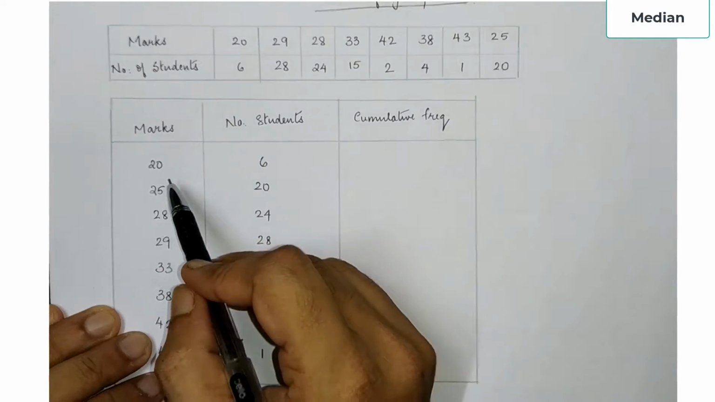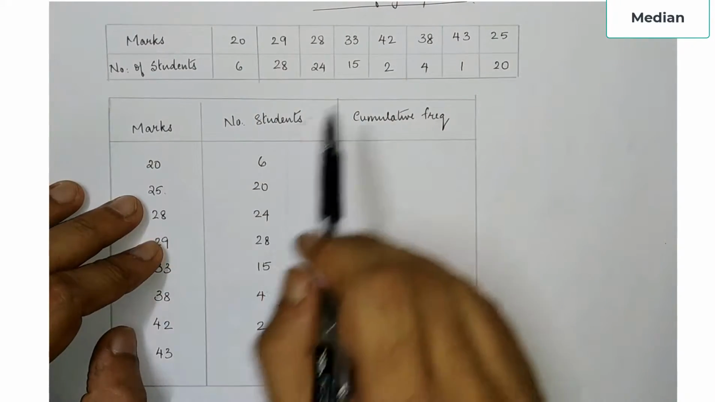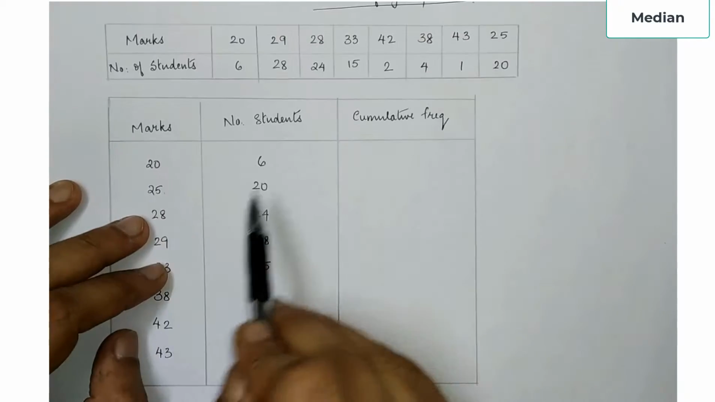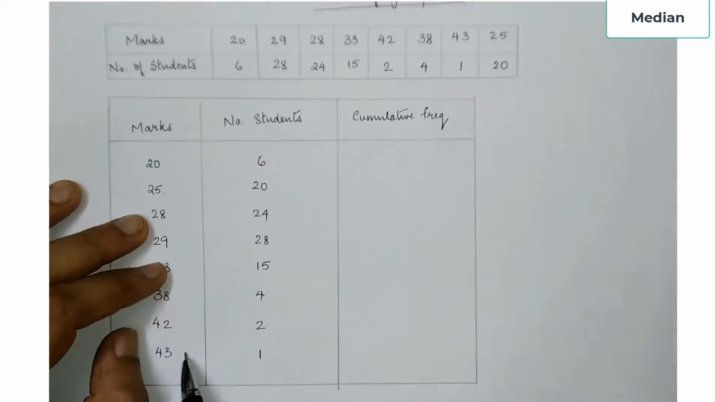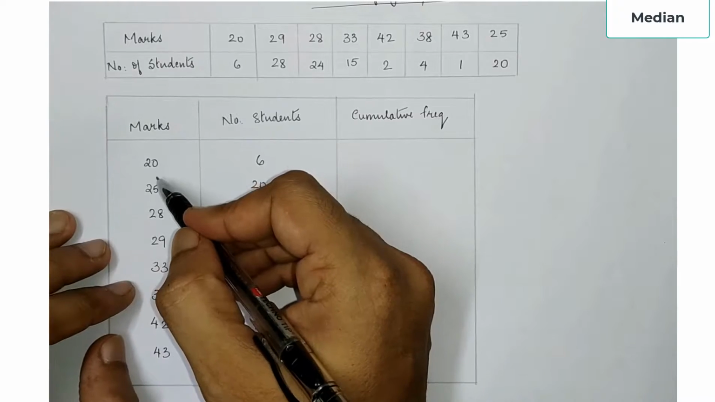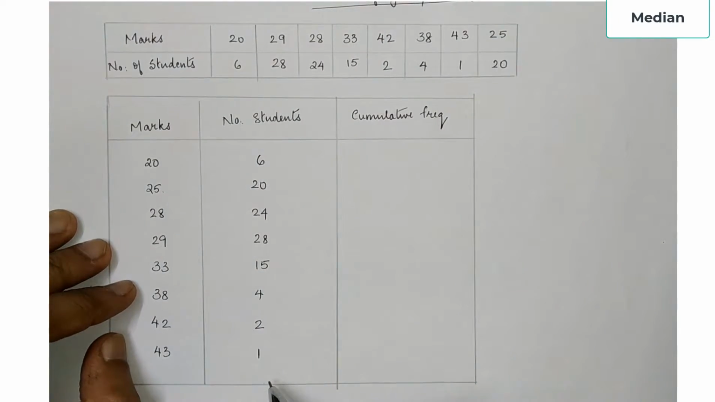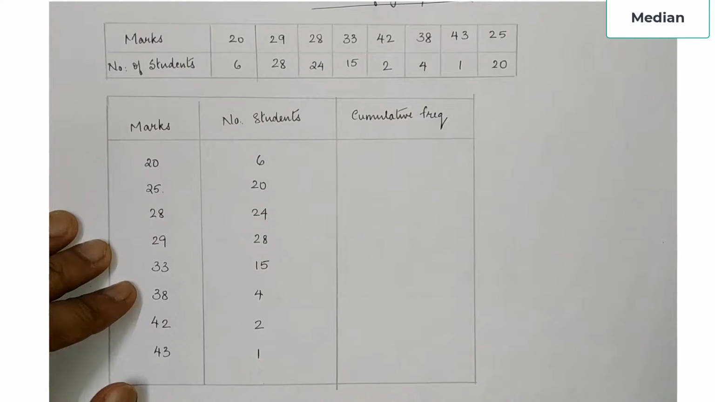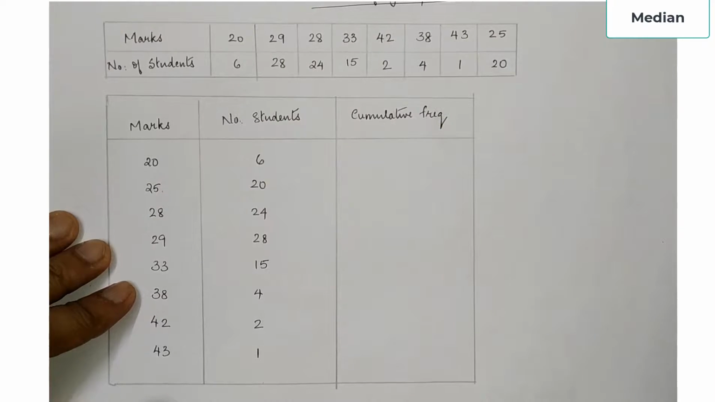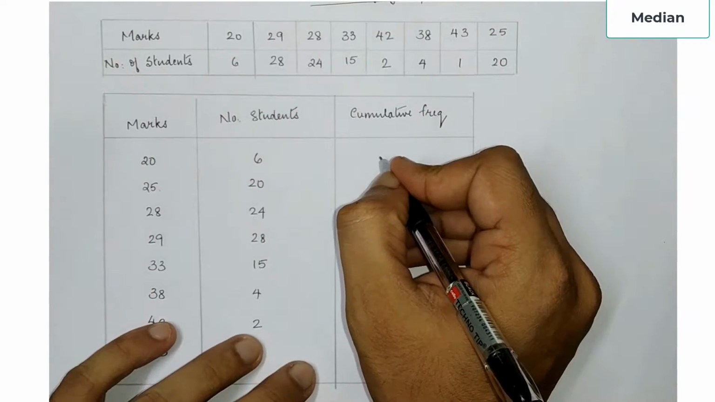So I have just sorted them in ascending order: 26, 25, 20, 28, 24 and so on. I have sorted them in ascending order of marks. Next, you are supposed to find the cumulative frequencies. What do we mean by cumulative frequencies? I'll show you how to do it.